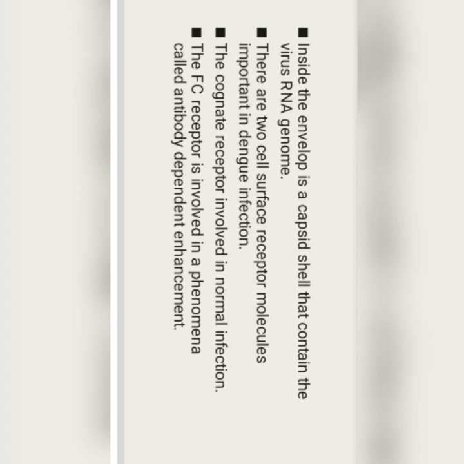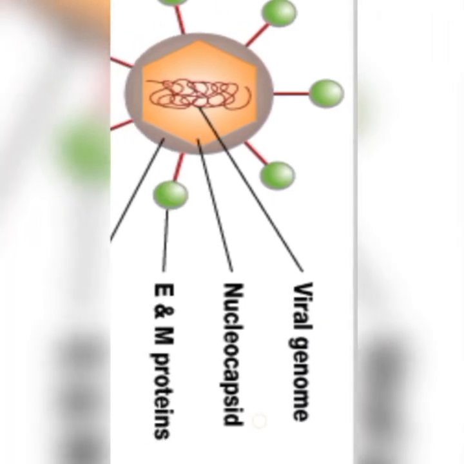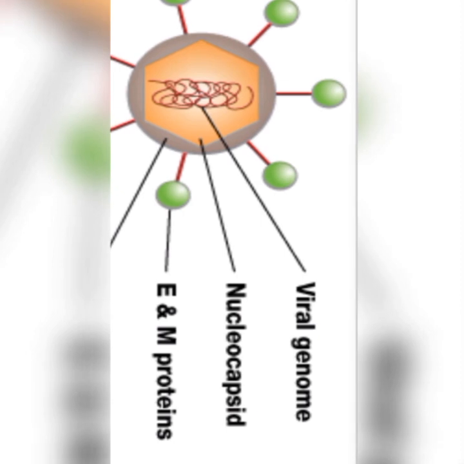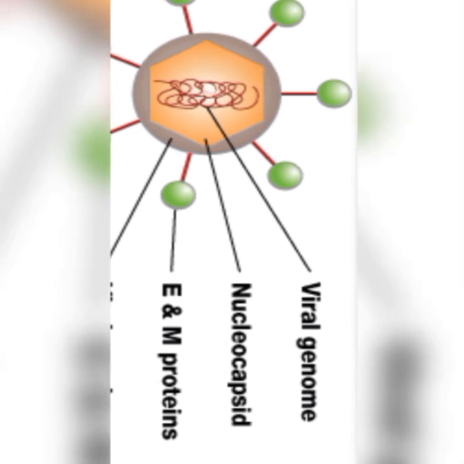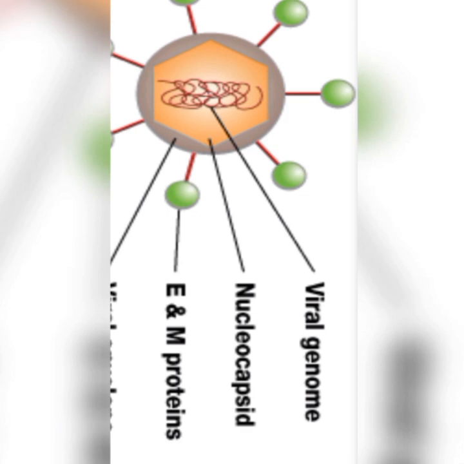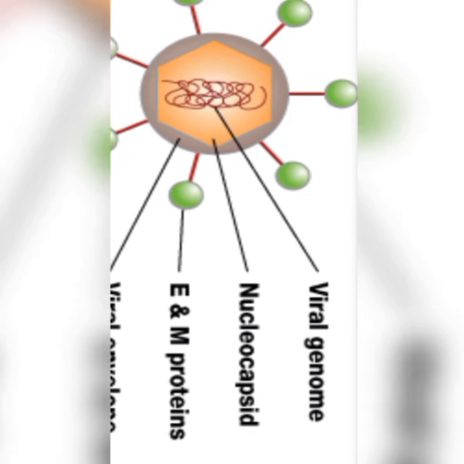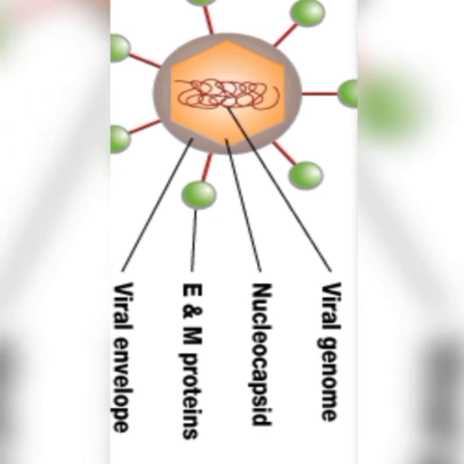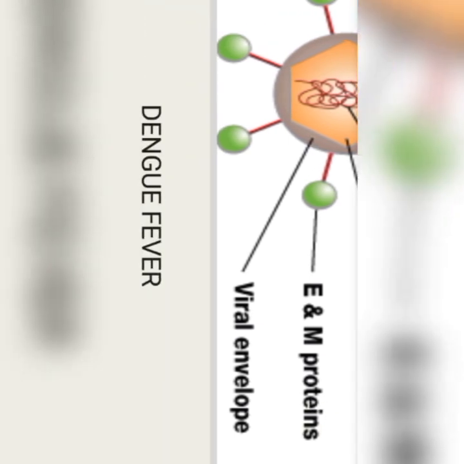There are two cell surface receptor molecules important in dengue infection. The cognate receptor is involved in normal infection. The Fc receptor is involved in a phenomenon called antibody-dependent enhancement. This is the typical structure of dengue virus. This is the viral genome. This is the nucleocapsid. This is the M protein, and this is the viral envelope.